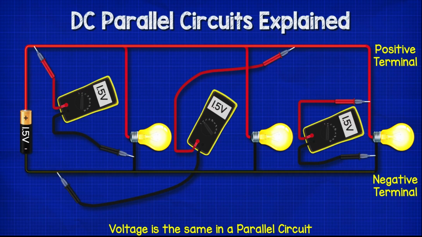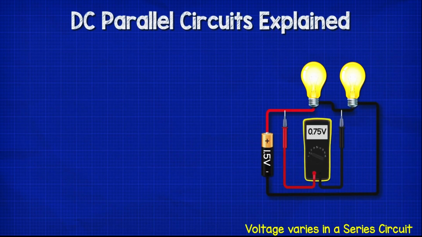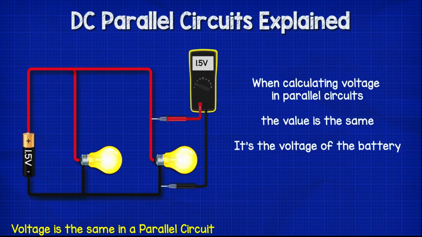Why? Because each component or path is connected directly to both the positive and the negative terminals of the battery, so they receive the full pressure. In series circuits, the components were connected to each other, so the voltage reduced. But with parallel, there are multiple routes and each is connected directly to the battery. So when we use voltage in the formulas for parallel circuits, it's super easy because it's the same value. It's just the voltage of the connected battery.